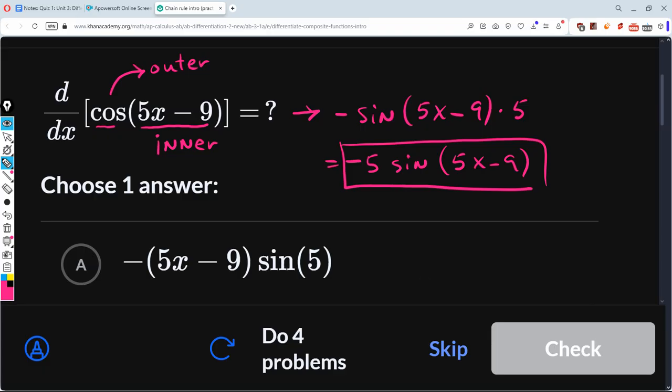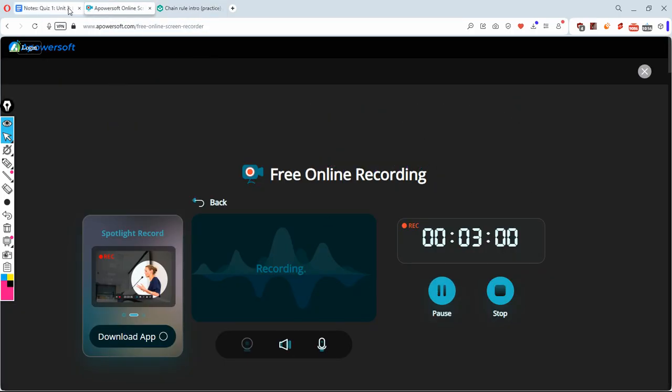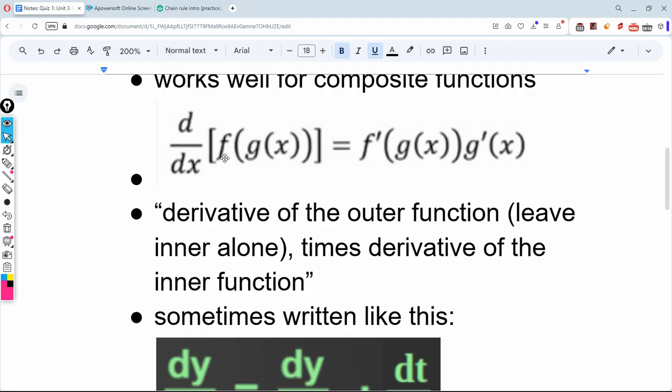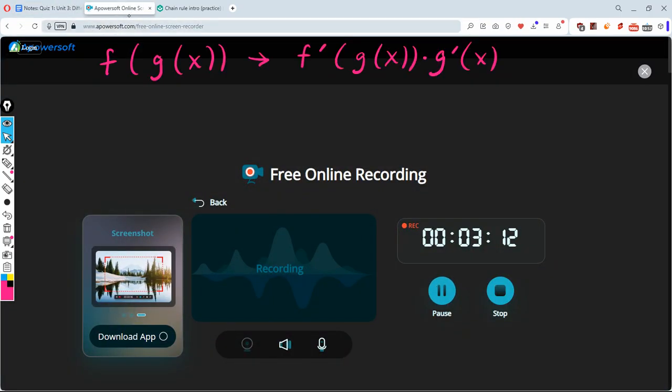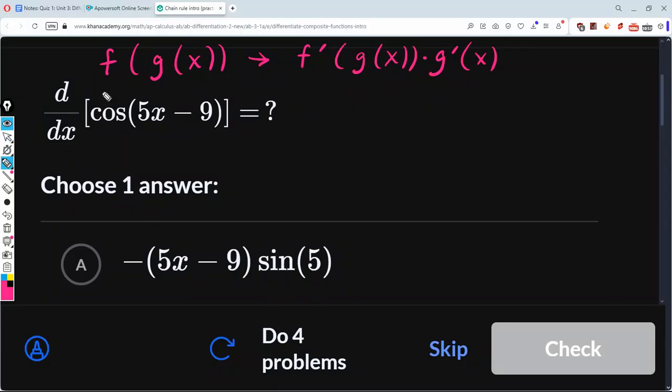So I will do this another way in terms of f and g. It's really the same thing. If you want to make f the outer function and g the inner function, it's f prime of g of x times g prime of x. Let's do it that way. If we make f the cosine function and the inner function g of x is going to be 5x minus 9, we're taking the derivative.